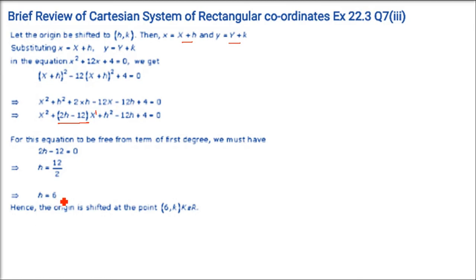So you don't have a k. You are not able to find out k because the information is insufficient. There is no way you can find out k. So you will put the answer as 6 comma k. Don't put anything here, and you have to show k belongs to R. 6 comma k belongs to R.